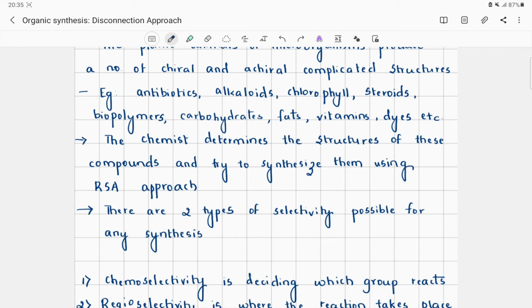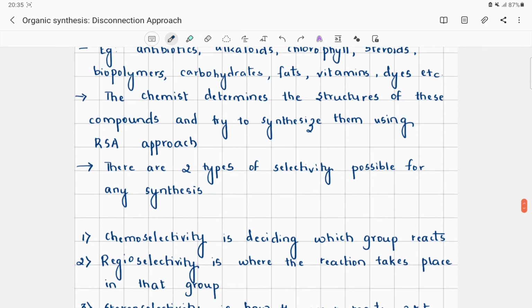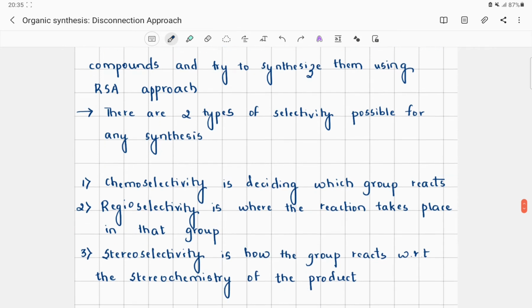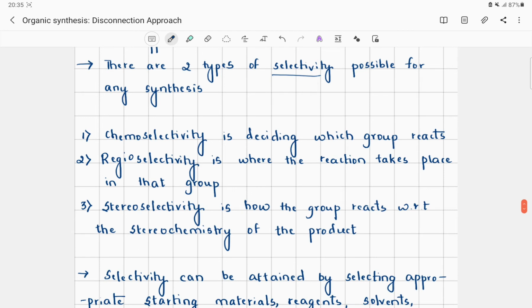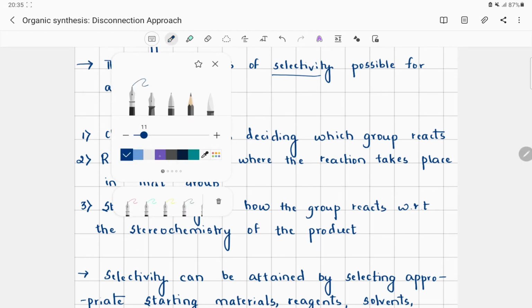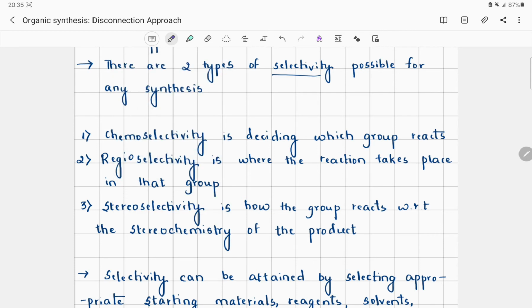Generally, systems like alkaloid systems, antibiotic systems, and steroidal systems were first identified in natural phenomena and then the chemist tries to do a retrosynthetic approach so that these compounds can be synthesized in the laboratory. Hence, to achieve these systems, there are types of selectivity possible for any synthesis. Earlier we started to understand chemoselectivity. The other can be regioselectivity. The third can be stereoselectivity.